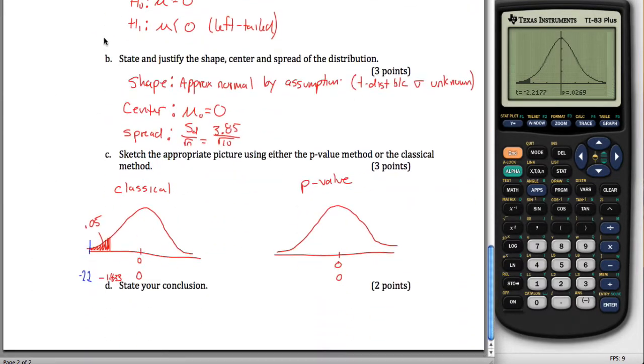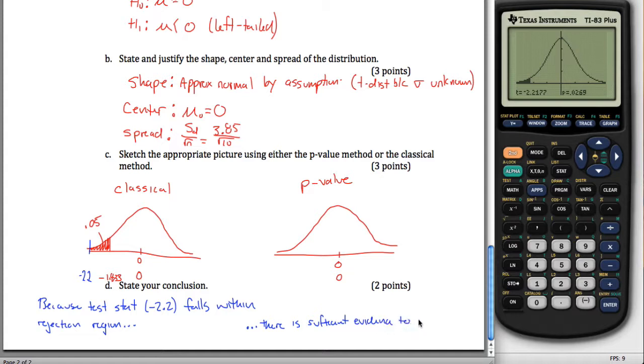State my conclusion. Can I just repeat this? It's really the exact same, but I'll rewrite it. Because the test statistic, which is negative 2.2, falls within the rejection region, there is sufficient evidence to reject the null hypothesis and conclude that test scores decrease for missing class, or something like that.